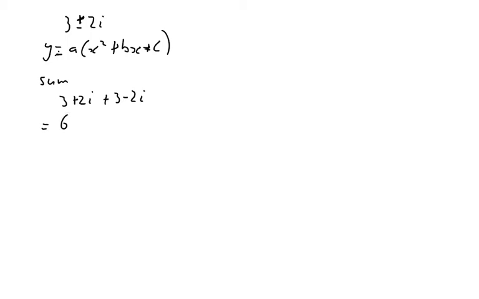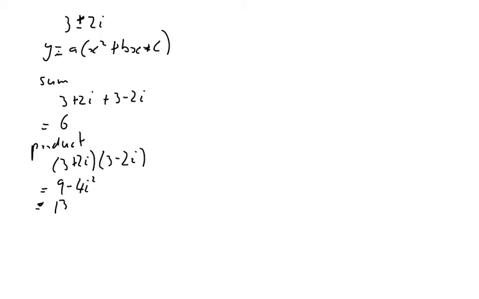All right, now we're doing the product. We're going to times them together. So that's 3 plus 2i times 3 take 2i. And what you'll notice is that's a difference of 2 squares. So it's going to be 9 minus 4i squared, which becomes 9 plus 4, which is 13.